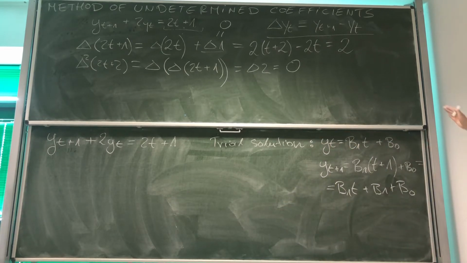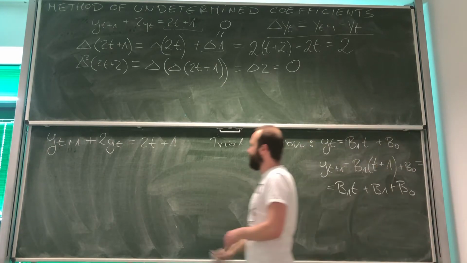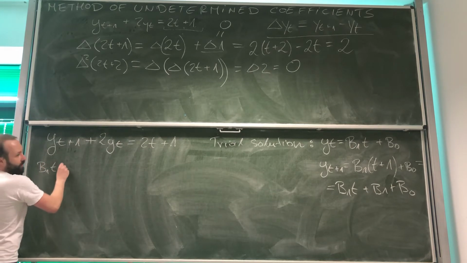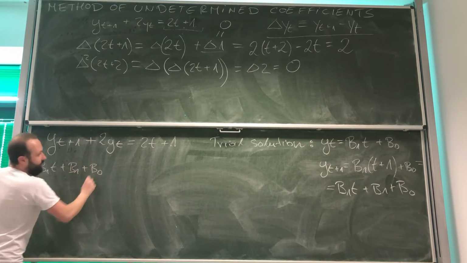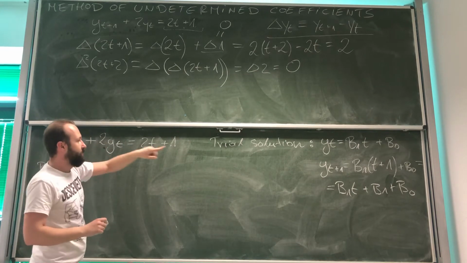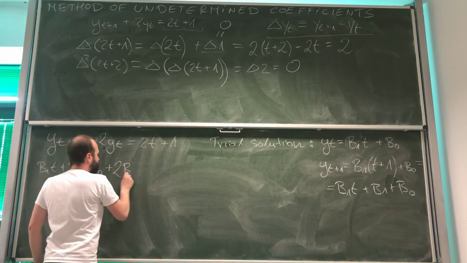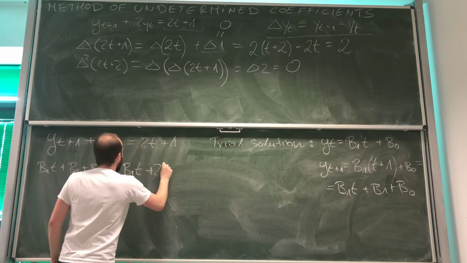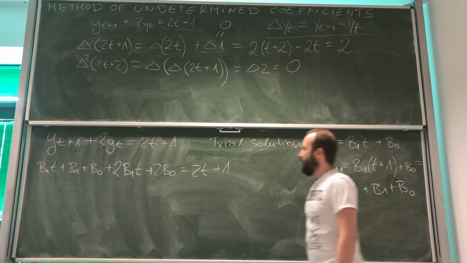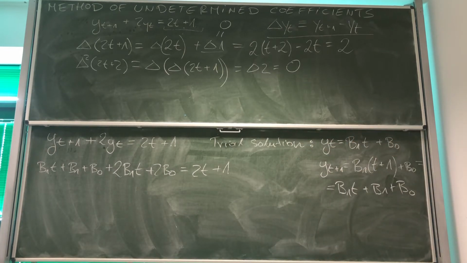And look, now we can substitute our trial solution into the equation. So we've got b1t plus b1 plus b0 plus 2 times b1t, so 2b1t plus 2b0. And this is equal to 2t plus 1. Okay, and look, I hope you know what we need to do right now.